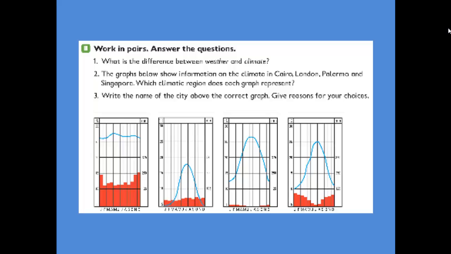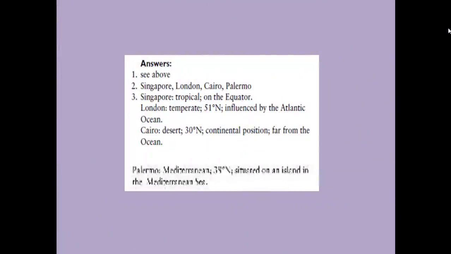Now, number 2. The graphs show information on the climate in Cairo, London, Palermo, and Singapore. Which climatic region does each graph represent? They represent Singapore, London, Cairo, and Palermo. So, first Singapore, then London, Cairo, and Palermo. Number 3. Write the name of the city above the correct graph. Give reasons for your choices.